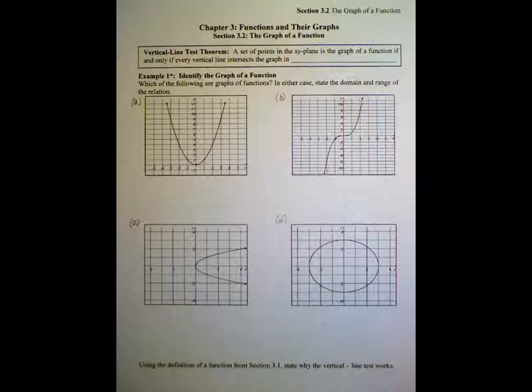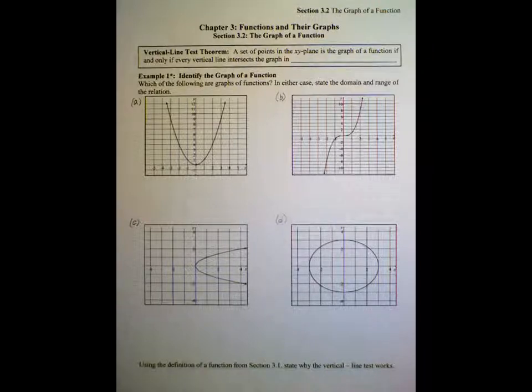Okay, section 3.2 is the graph of a function. So we said that another way to show a relation, which a function is a relation, we said we could use ordered pairs, we can use an equation, we can use a graph, and we can use mapping. So we've seen some ordered pairs and figured out, is this relation a function? We looked at some mapping the same way.